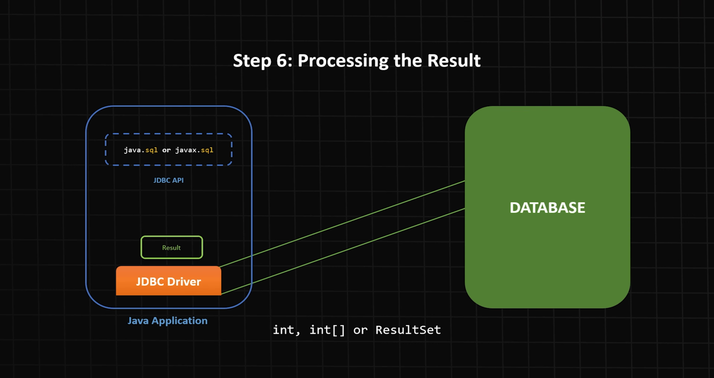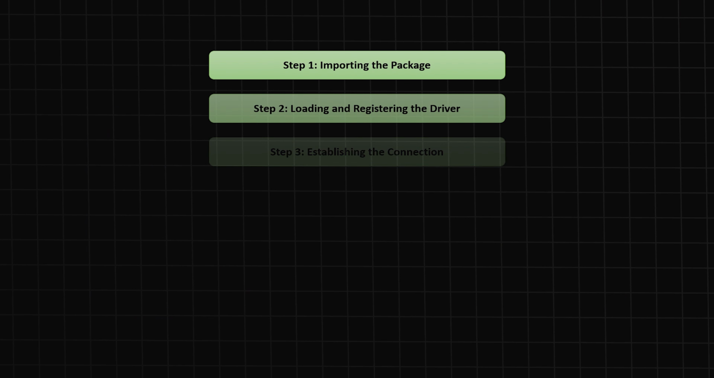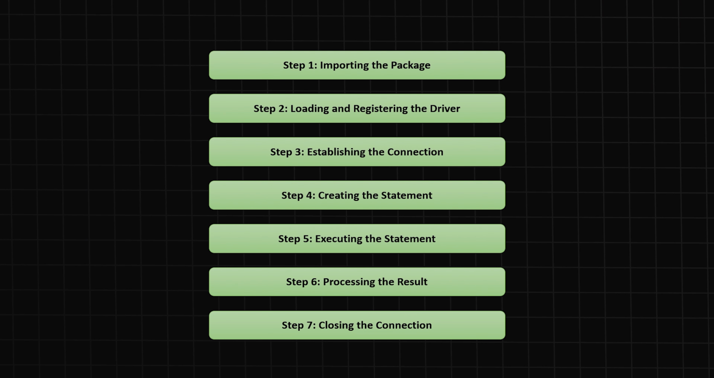Now when we have processed our data, the final step is closing all the database resources, or at least the connection, because database connections are limited and expensive as well. So it's very important to release them. We should always close the result set, statement, and connection. This prevents memory leakage and improves our application performance. Therefore, it is always recommended to close all of them. So the complete JDBC flow is: importing the packages, loading and registering the driver, establishing the connection, creating the statement, executing the statement, processing the result, and closing the connection.